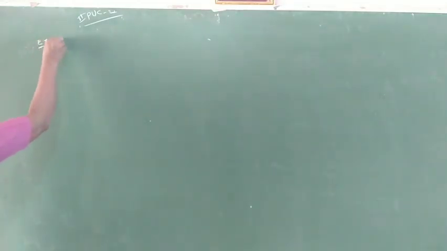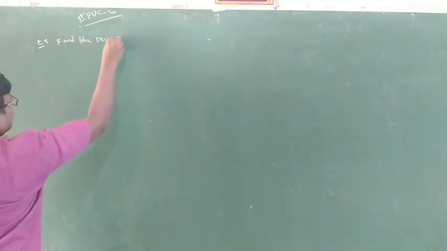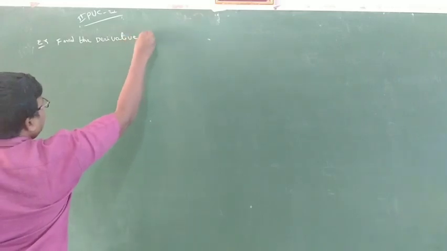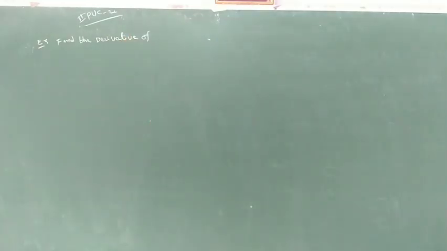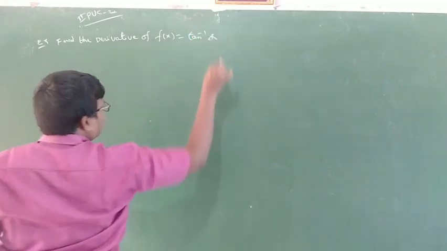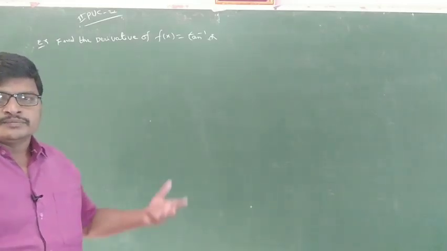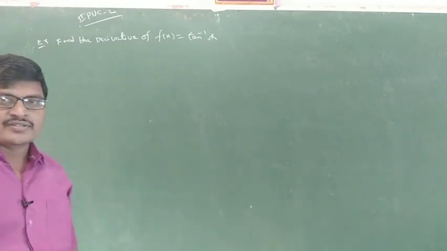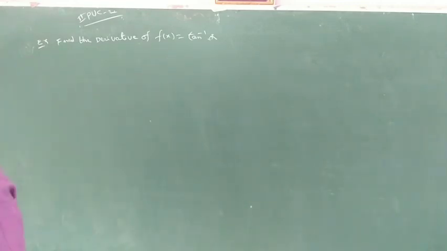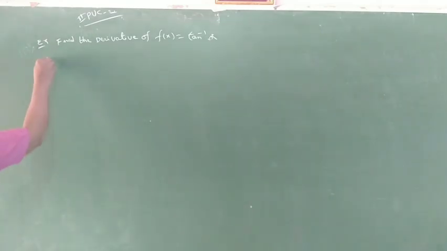Example problem. Find the derivative of f of x is equal to tan inverse x. Do not write the formula 1 by 1 plus x square directly. In a 1 mark question you can write the direct answer, but in 2 marks or 3 marks questions, the full solution is required. First of all, the solution.